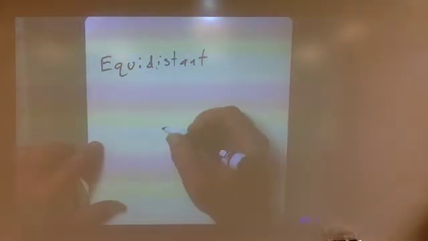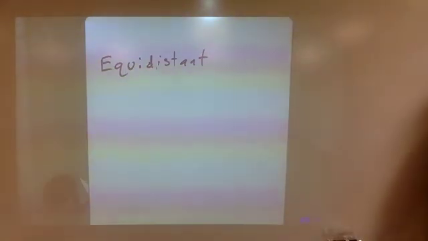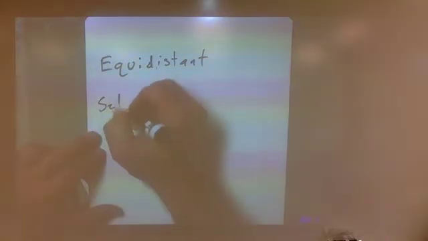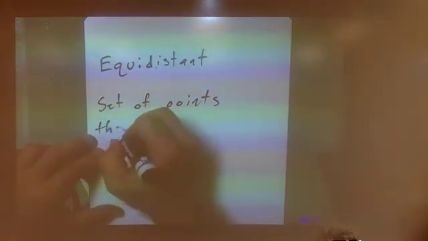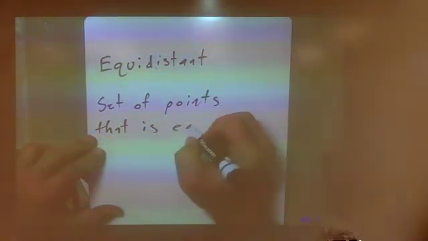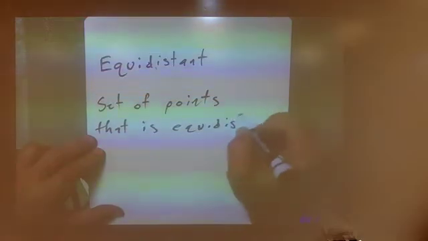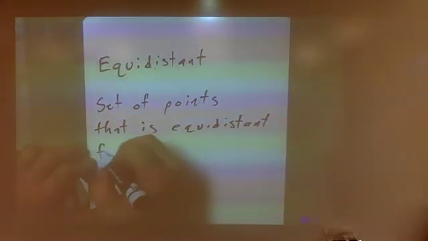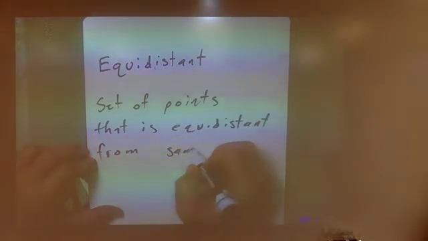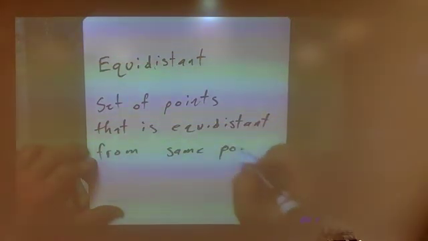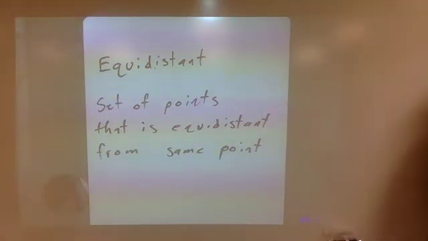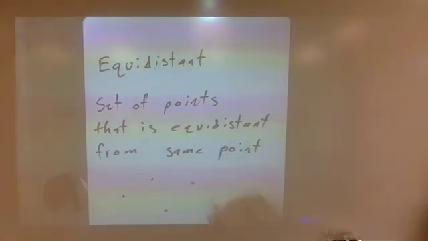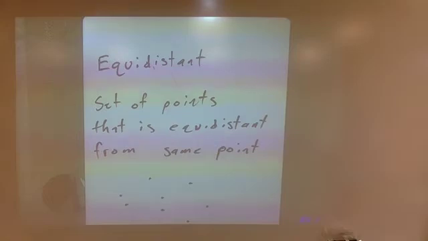All right, so the definition says that it's a set of points that's equidistant from the same point. So that sounds kind of fancy and a little bit confusing, but it's really not. So let me explain it. A set of points means more than one point. You got a bunch of points, and they're all the same distance from the same point.